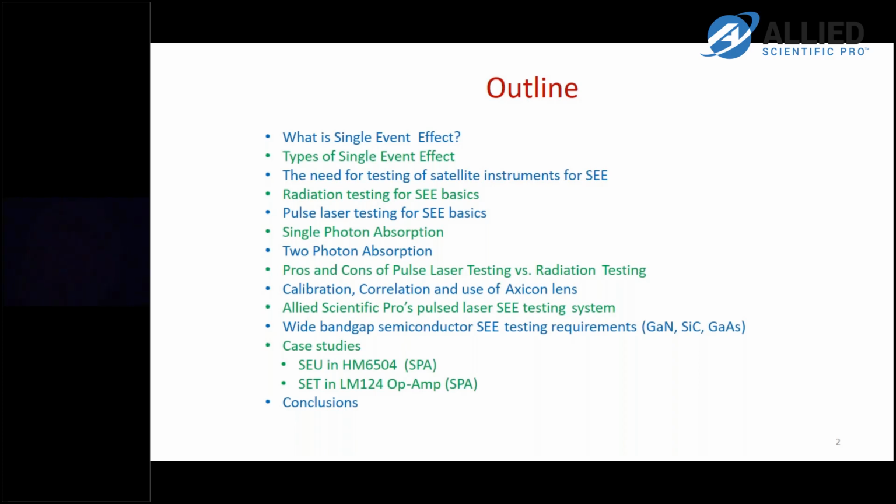It's a lab we have here for single event effect that anyone could come and use the facilities, test their equipment. We talk a little bit about the wide band gap semiconductors such as gallium nitride, silicon carbide, and gallium arsenide, and what lasers are required for testing these semiconductor devices that have a wide band gap. And then probably the most important part of the webinar would be some of our own SEE testing in the SPA lab. We've tried SRAM HM6504, and we observed SEU, and we also attempted to get SET in op-amp LM124. I'll explain what these are in detail.